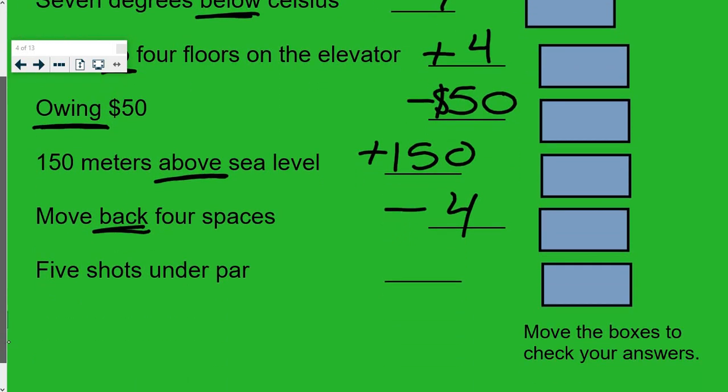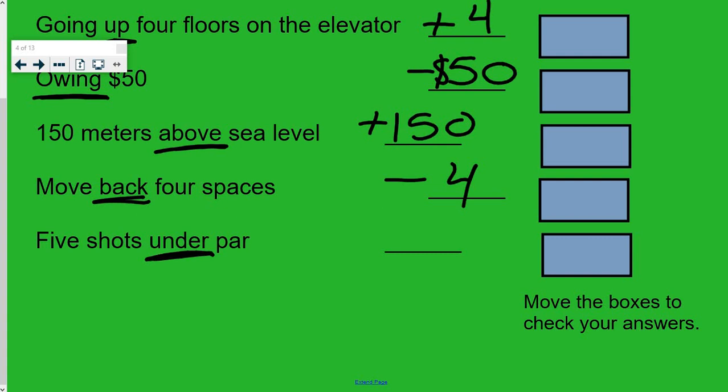And then 5 shots under par. Under, this is a golf term. So you would be negative 5.